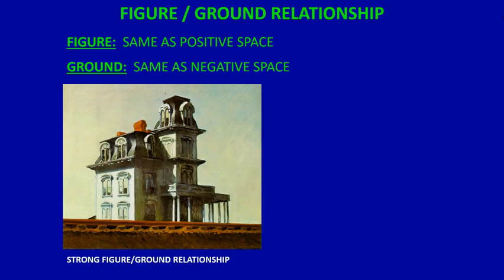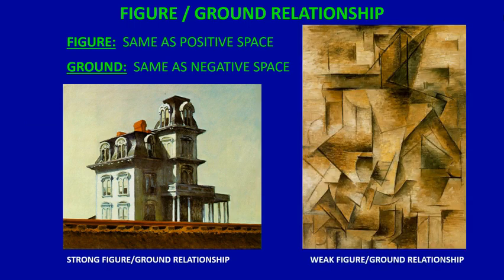We're going to talk about the figure ground relationship. The figure is the same thing as positive space, and the ground is the same thing as negative space. So, in this painting by Edward Hopper, there is a strong figure ground relationship, and that's because it is easy to identify what is the empty space or the negative space and what is the positive space. In this painting, what's the positive space? It's the building. What's the negative space? The area around the building. It's the sky. So it's easy to tell.